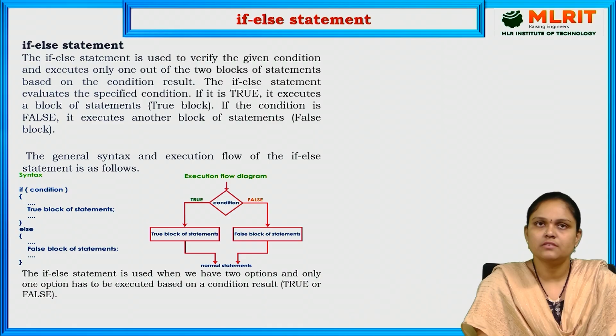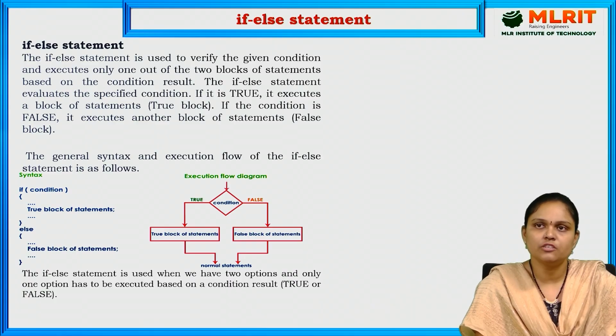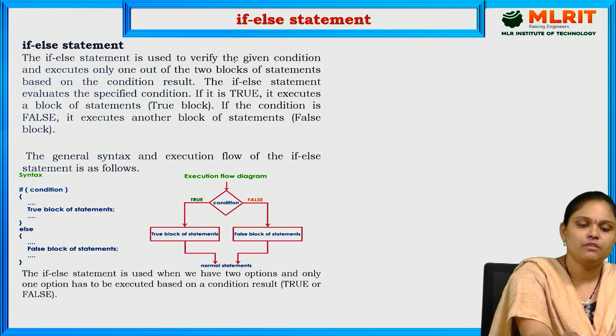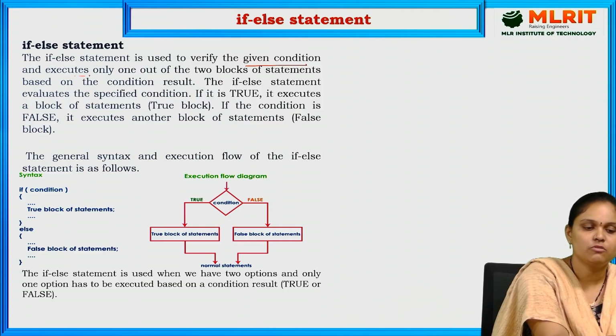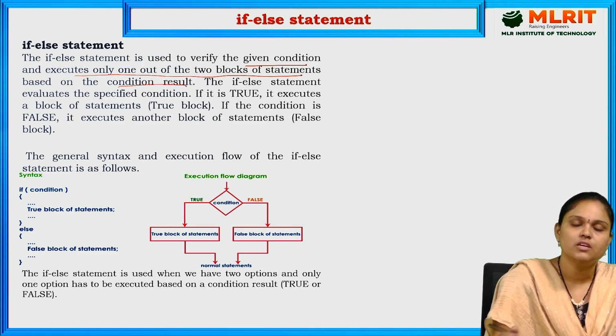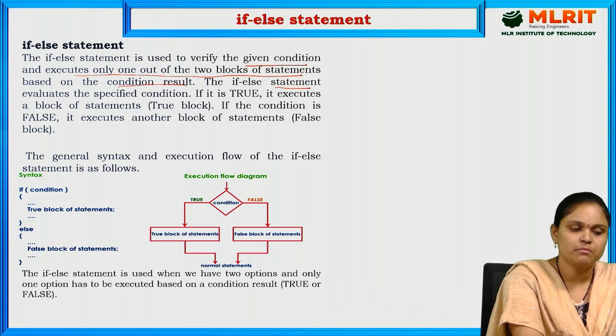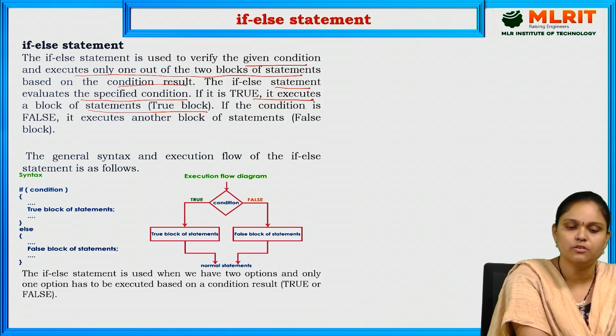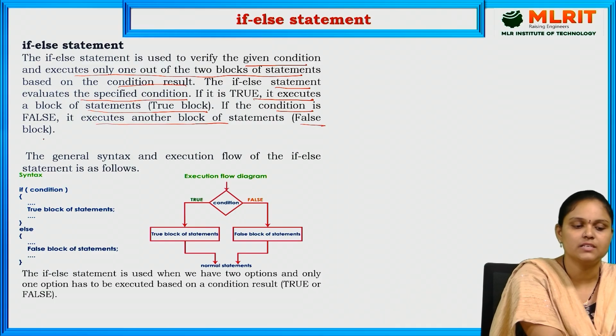Next is the if else statement. Whenever we have two options, at that time we need to go with the if else statement. If the given condition is true, then the true block statement will get executed. If the given condition is false, then the false block statement will get executed. It verifies the given condition and executes only one out of the two blocks of statements based on the condition result. The if else statement evaluates the specified condition. If it is true, it executes a block of statements, that is the true block. And if the condition is false, it executes another block of statements, that is the false block.